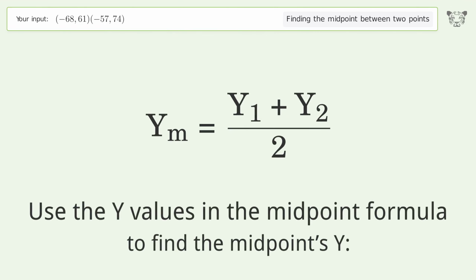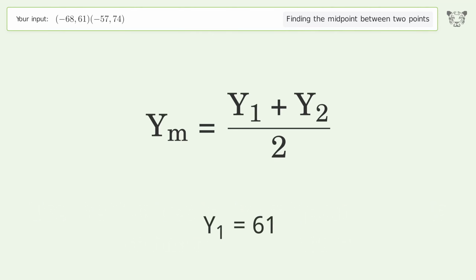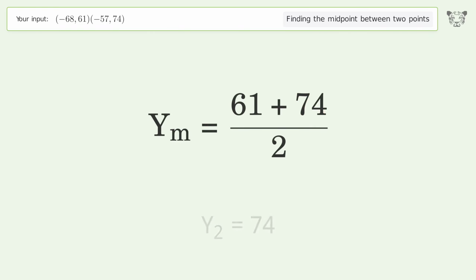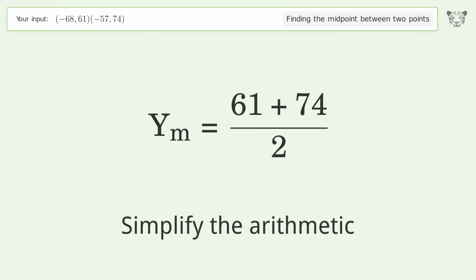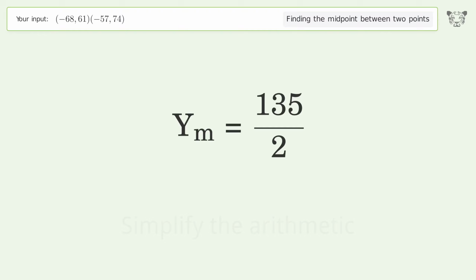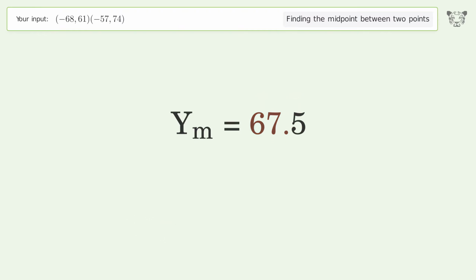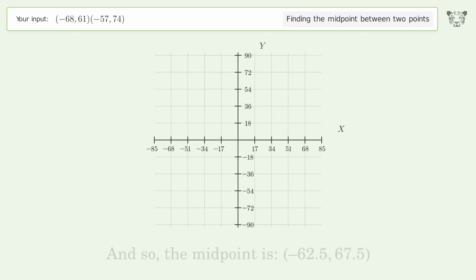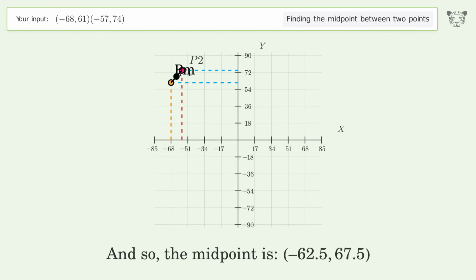Use the y values in the midpoint formula to find the midpoint's y. y1 equals 61. y2 equals 74. Simplify the arithmetic. And so, the midpoint is negative 62.5, 67.5.